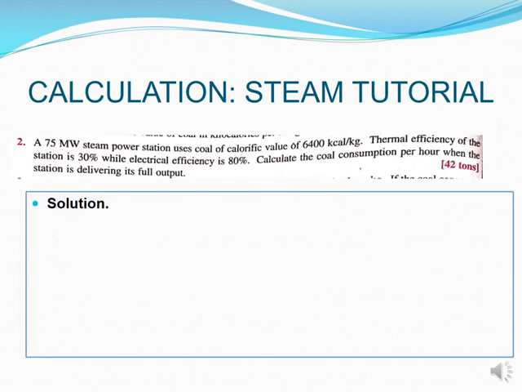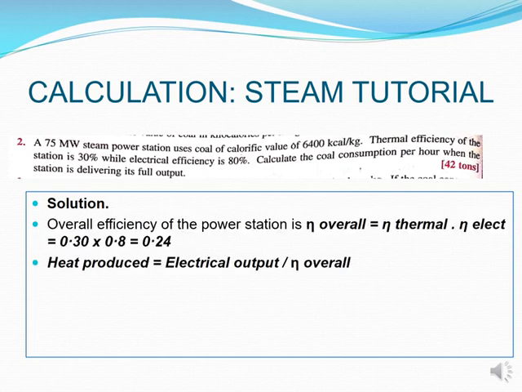Then we go to our second question. In our second question, they say that we've got a 75 megawatt steam power station that uses coal of calorific value 64,000 kilocalories per kg. They say the thermal efficiency of the station is 30% and we've got an electrical efficiency of 80%. Then they say we must calculate the coal combustion per hour when the station is delivering its full output.